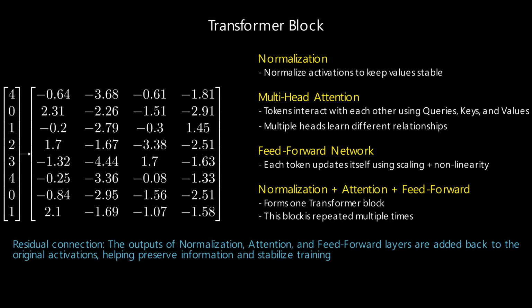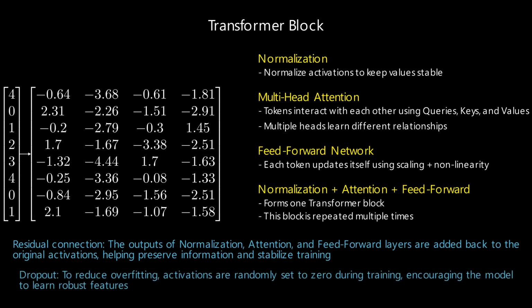We also need to cover two important details. First is that the output of each step is added back to the original input. This is called a residual connection, and this helps preserve information. The second one is that during training, dropout randomly sets some of the activations to zero, which helps prevent overfitting of the model.